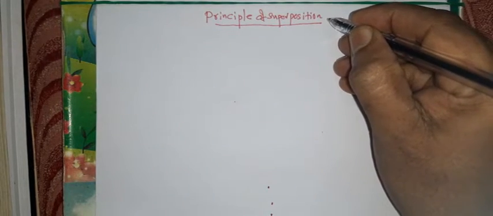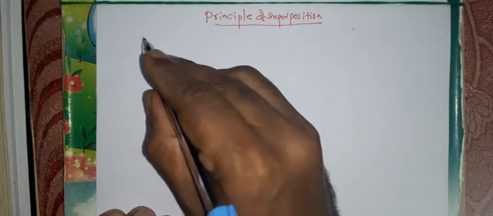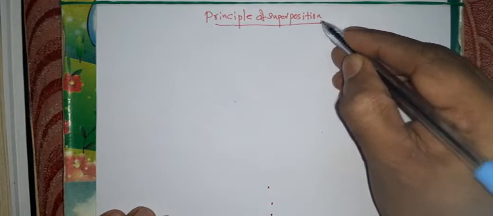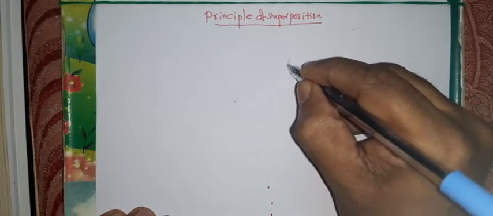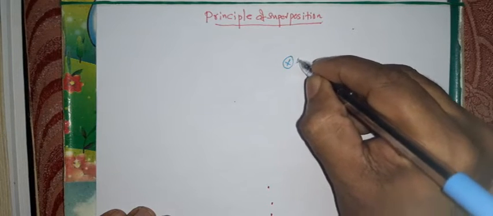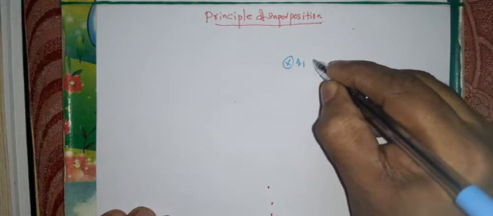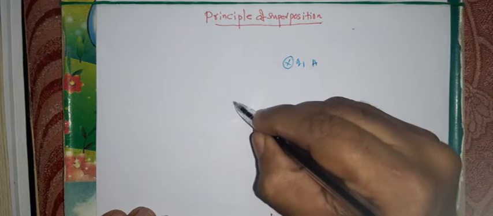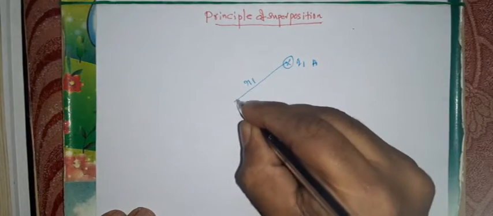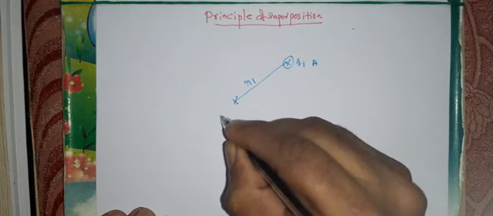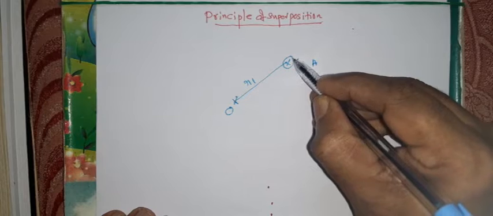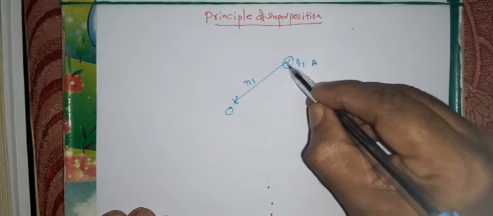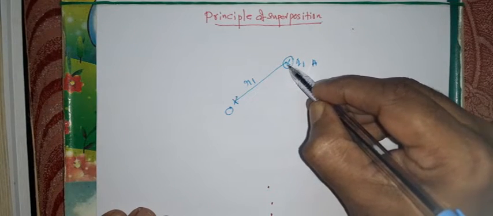Principle of superposition. To understand this principle, we can take an example of a charge Q1 placed at a point A at a distance R1 from the origin O. O is the origin and Q1 is the charge. The distance between the origin and the charge is R1.